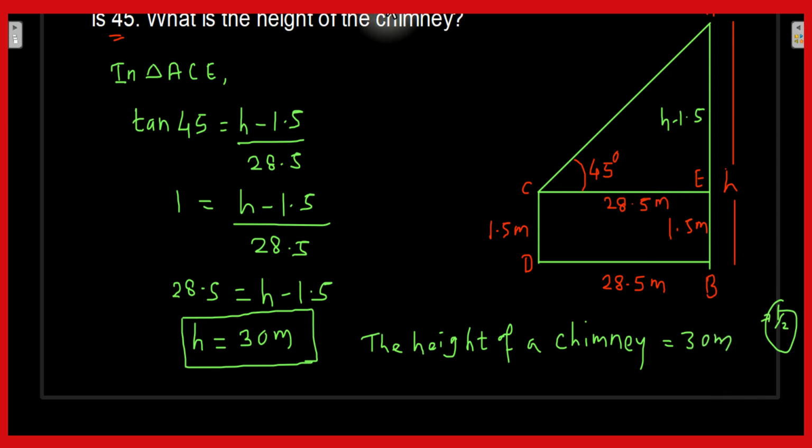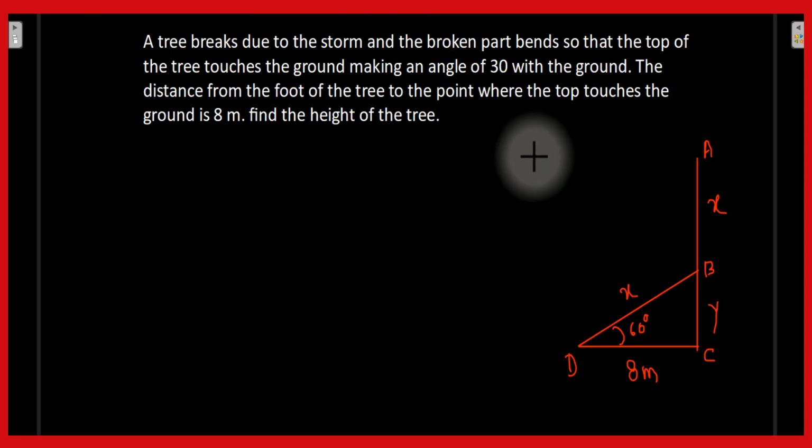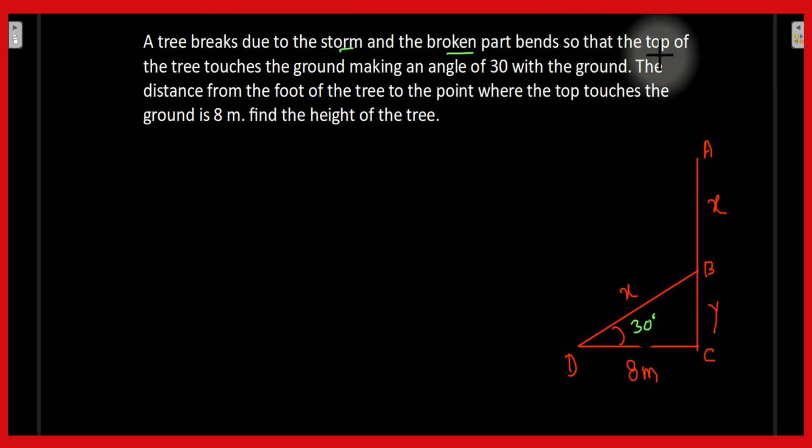Now let us move to the second question of this episode. The question is on the screen. A tree breaks due to storm and the broken part bends so that the top of the tree touches the ground, making an angle of 30 degrees with the ground.